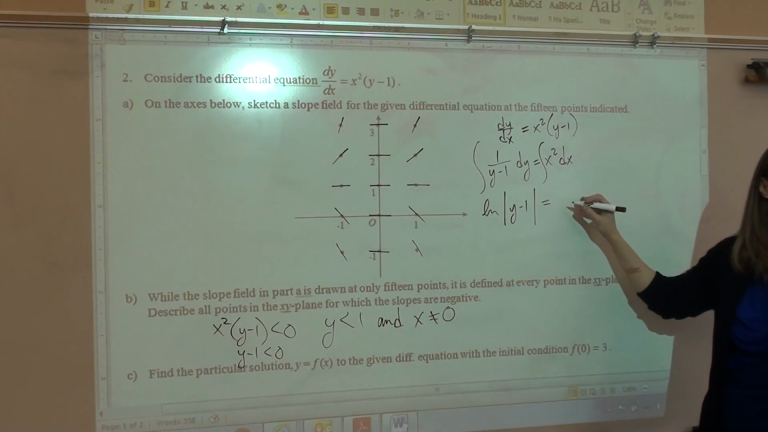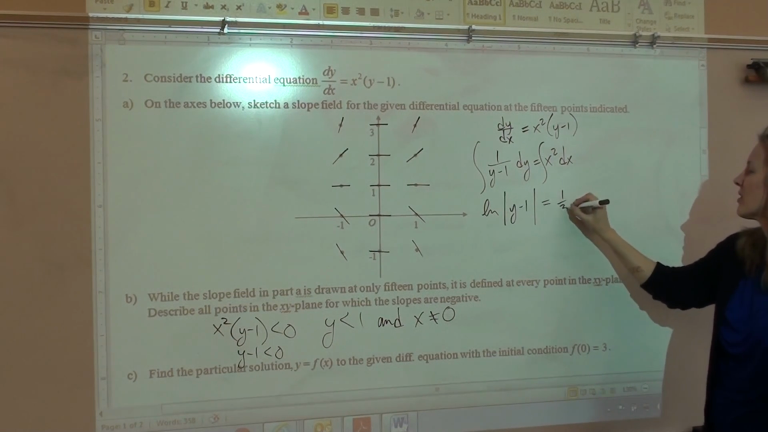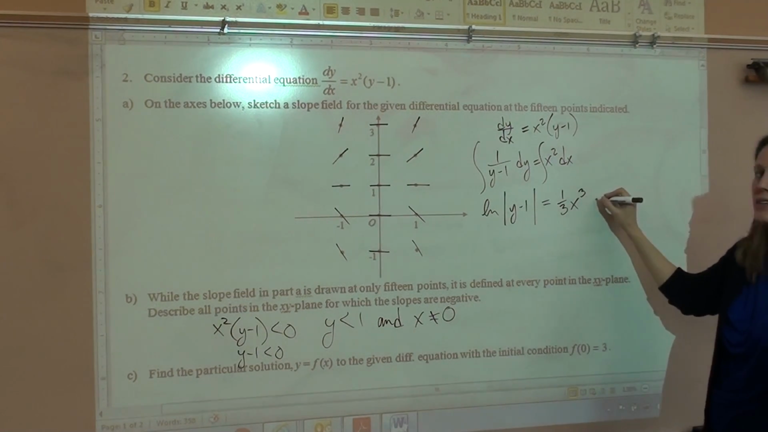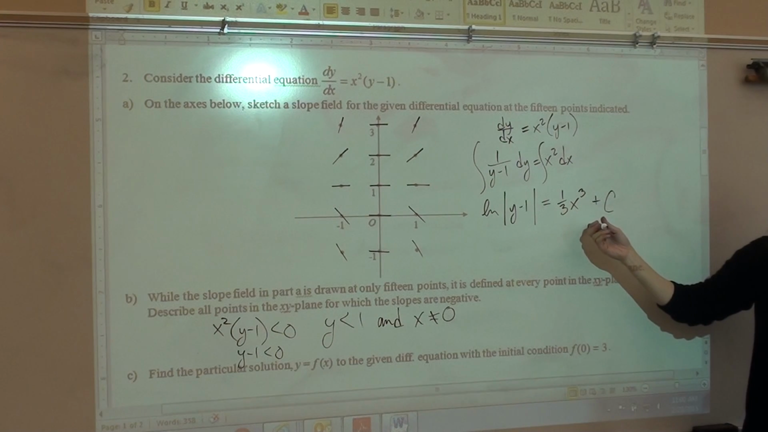Antiderivative of x squared? One third x cubed plus c.